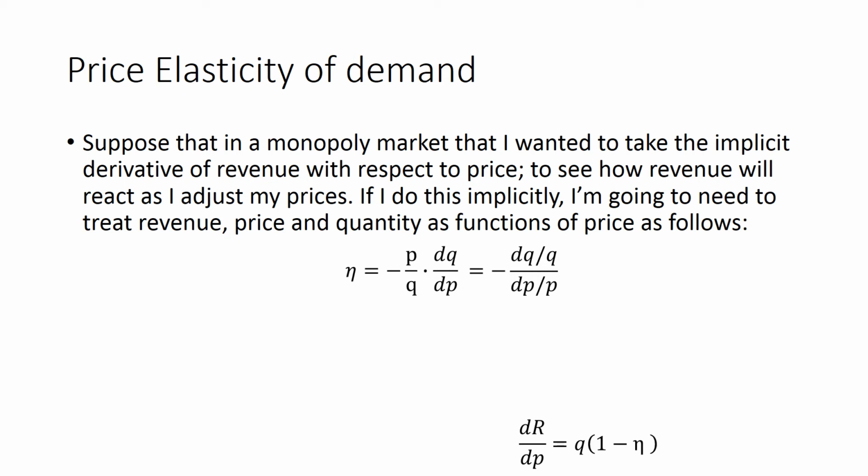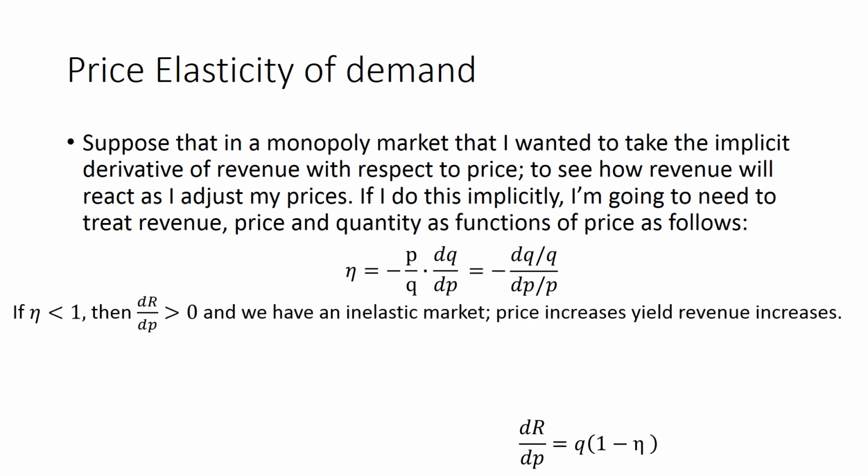You see, the sign of this thing is going to be entirely determined by 1 minus eta because the quantity is always positive, right? So the sign of 1 minus eta is going to be determined by the value of eta, in fact, its relationship with respect to 1. So if eta is less than 1, then you know that that quantity is positive. Positive quantity times a positive quantity says that dR/dP is positive, and that means that price changes yield revenue increases, okay? We have an inelastic market in that particular case.